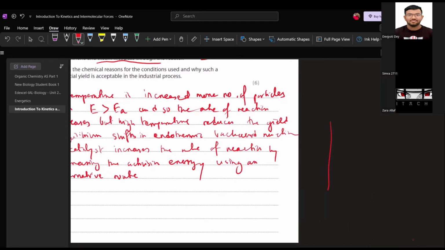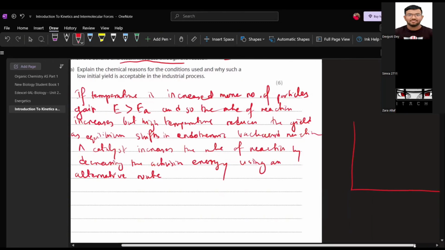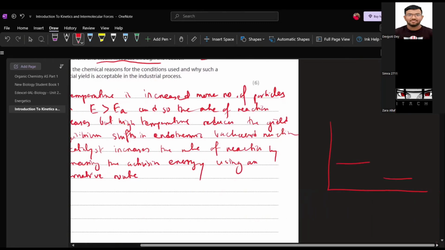For example, if I draw a reaction profile down here, you must have seen this. This is our delta H, and that is our reaction profile, right? So that's Ea for you. That's the uncatalyzed. If it's catalyzed using a catalyst, did you see there's a drastic change in the activation energy with the catalyst? Did you get my point? Yeah.